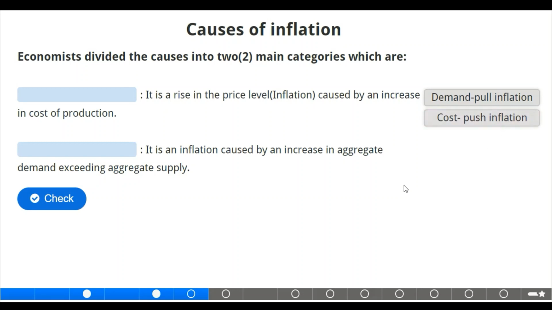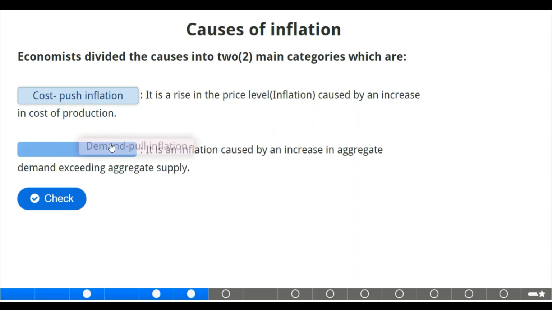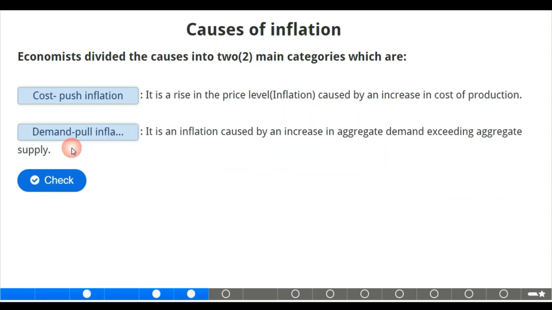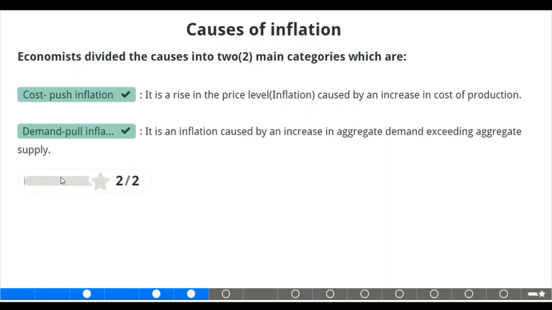And of course, the main category of this inflation is known as cost push inflation. Now we have an inflation caused by an increase in aggregate demand that is exceeding aggregate supply. Of course, that should be the second one, that is demand pull inflation. Now let us check. We are good to go. We move to the next slide.